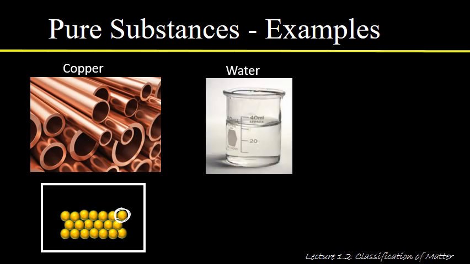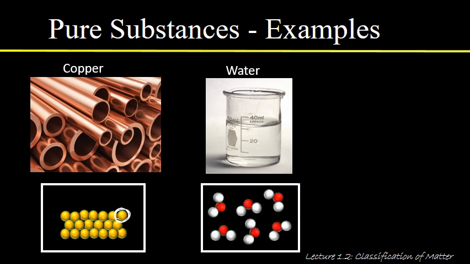Water, on the other hand, is a compound, but if we look at this on the microscopic level, it would look like this. Now we've got two different elements in there. We've got both hydrogen and oxygen, but if we look at the ultimate particles, the smallest possible particles, all of those ultimate particles are identical. Therefore, this is a pure substance.